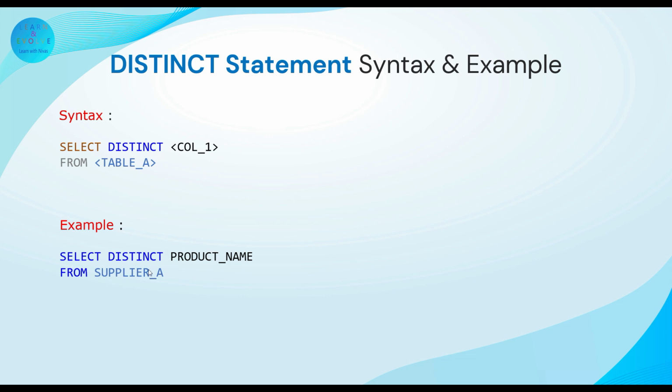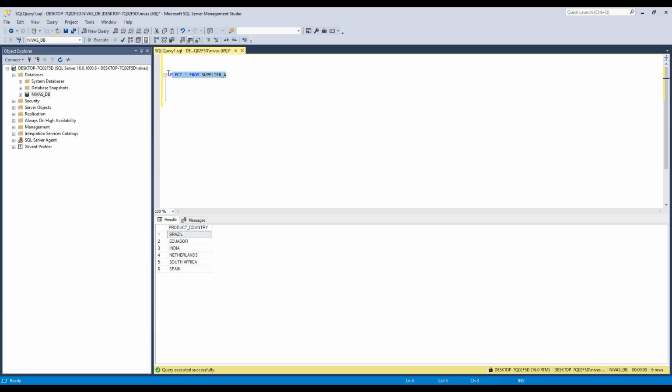So the example is like I've taken a supplier table and I've executed with the product name as distinct. I put the distinct keyword in front of the product name. Let's see the working of it. First let us see the execution of the supplier table. Let us see what are the records. So we have some 8 records in the supplier A table.